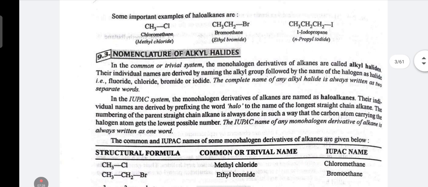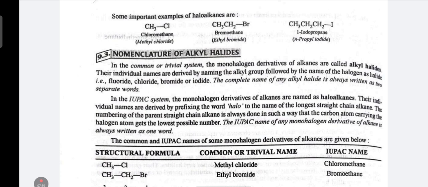Nomenclature of alkyl halide. In the common or trivial system, the monohalogen derivatives of alkane are known as alkyl halide. Their individual names are derived by naming the alkyl group followed by the name of the halogen as halide: fluoride, chloride, bromide. The complete name of an alkyl halide is always written as separate words.